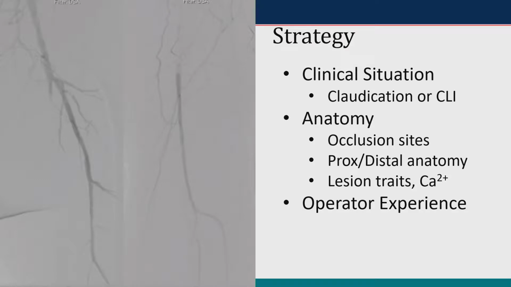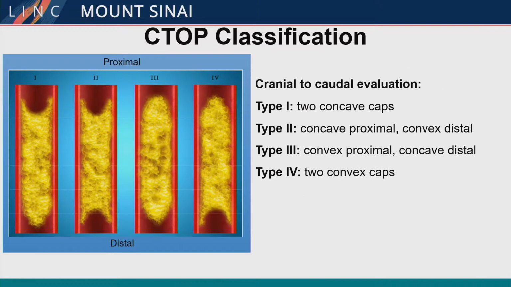What's the proximal and distal anatomy? So do you have hostile groins, steep iliac bifurcations? Do you have 3-vessel runoff or no vessels? Lesion traits, so the length of occlusion, how calcified it is, and of course operator experience, how comfortable you are with crossing catheters, reentry devices, retrograde access.